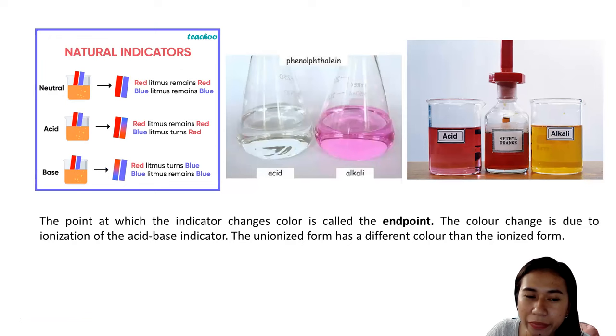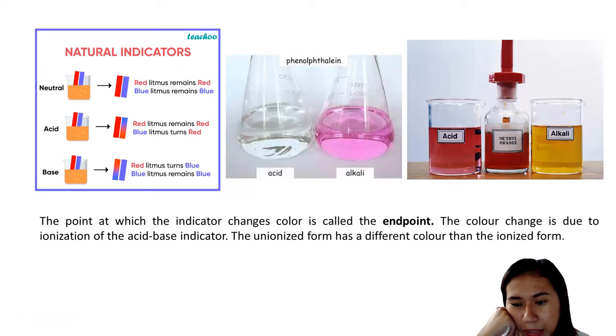Now, itong phenolphthalein, this is a synthetic one. Pag sinabi natin synthetic, ginawa siya sa laboratory. It's not natural. So kapag acid, colorless siya. Kapag alkali or a base, it becomes pink. Now, the color pink, it is much darker kapag mas grabe yung base property or yung alkalinity ng isang substance.